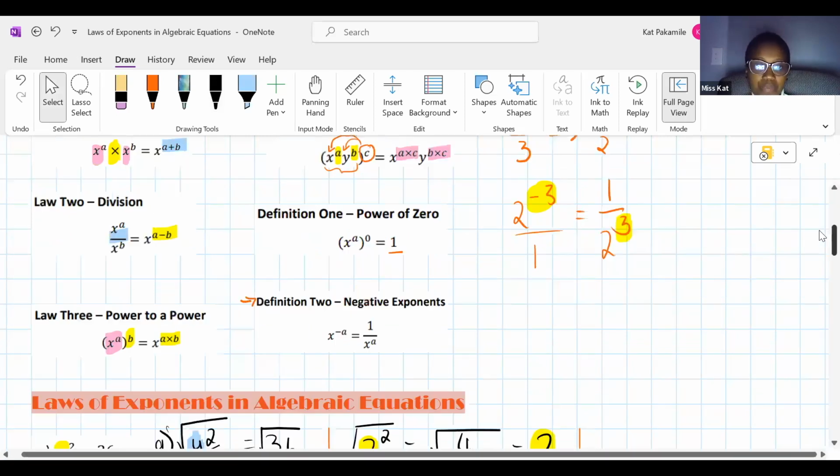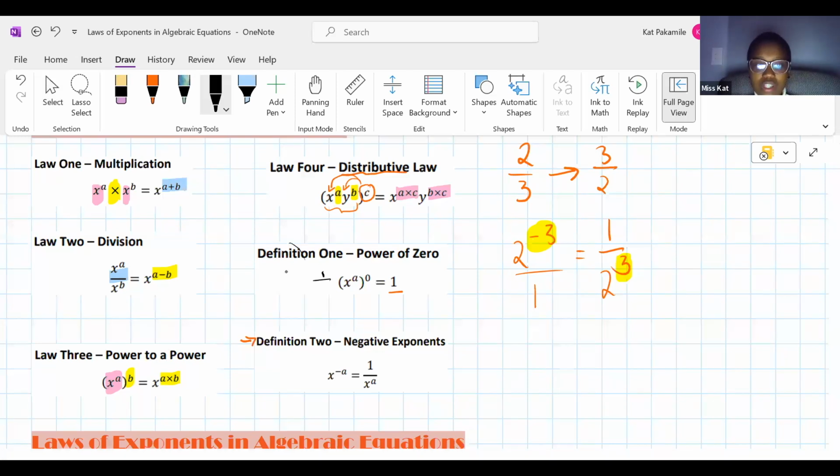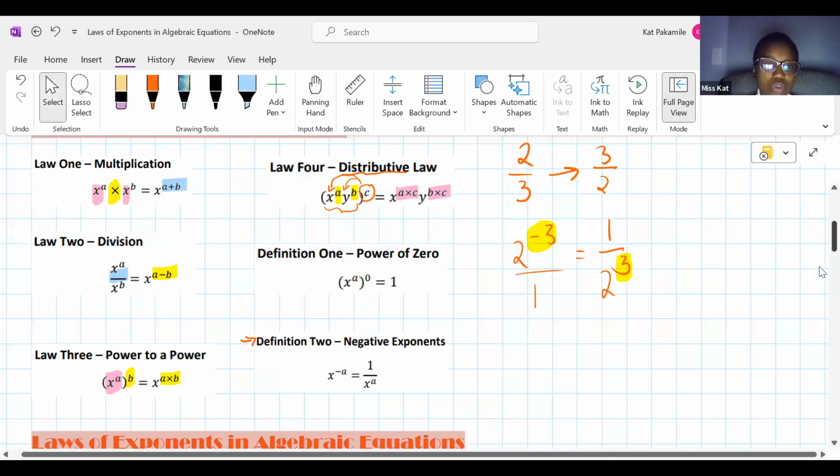I'm going to go back up. Look carefully again, guys. We just use this definition. Anything to the power of 0 is 1, which means if you have a 1, you can make it something to the power of 0. Remember, equations work both ways, okay? The left-hand side is equal to the right-hand side, which also means that the right-hand side is equal to the left-hand side. So that's the law we used.